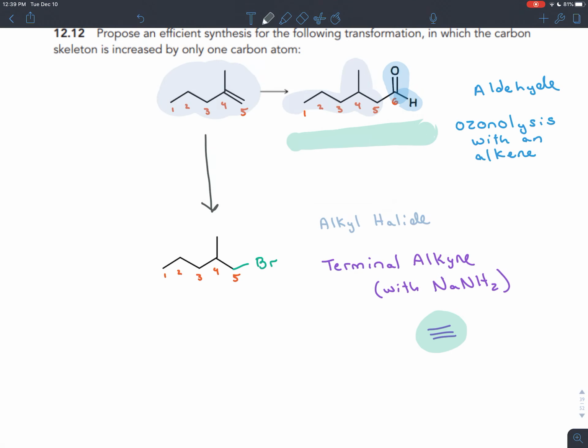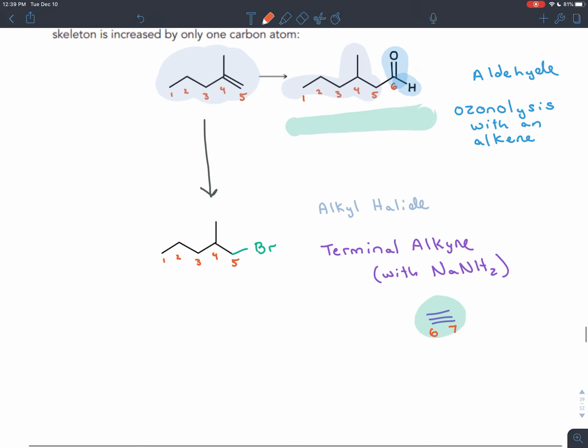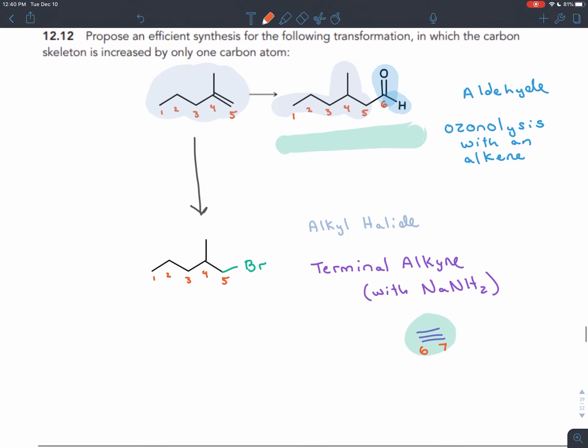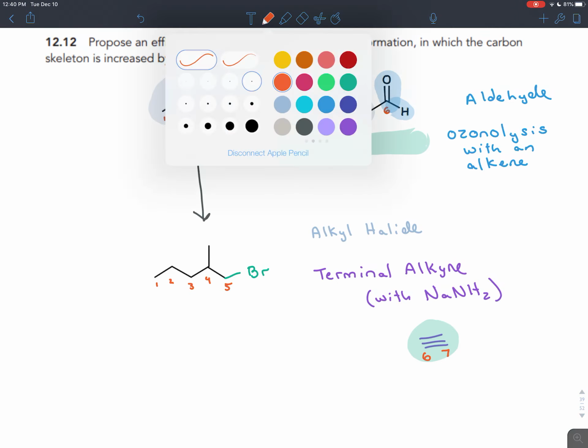If we have this, then we could take this carbon 6 and bond it to it by doing an SN2 reaction. Okay, well, how can we get there? We have an alkene, so we can add something onto that. That's good. We see a bromine.